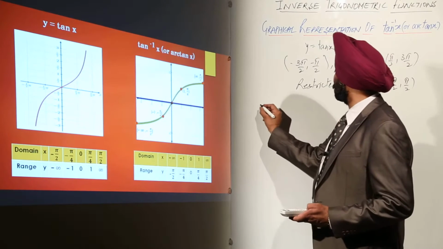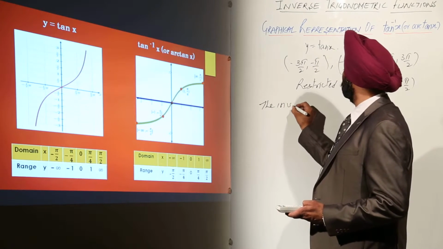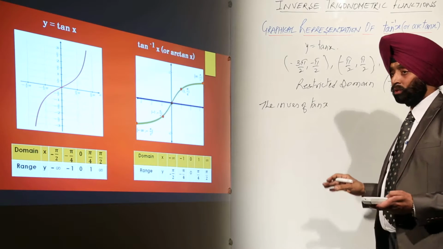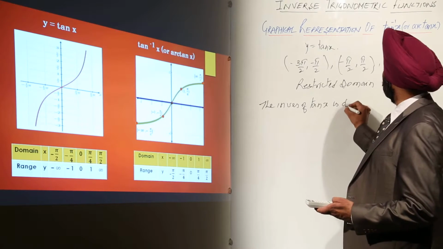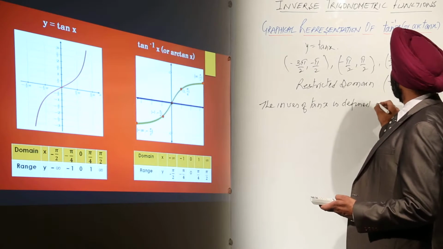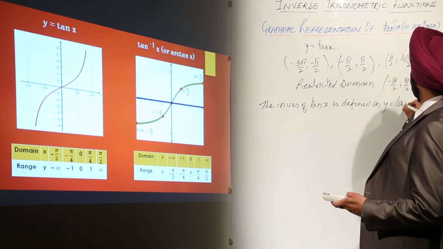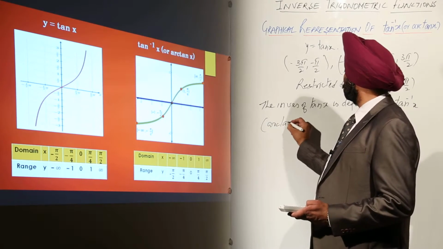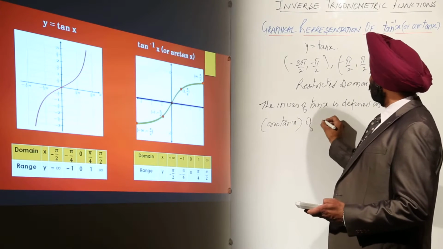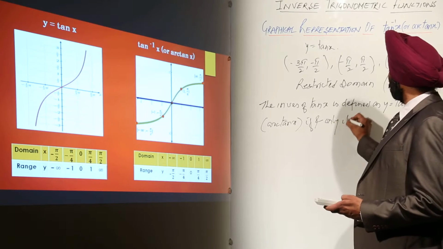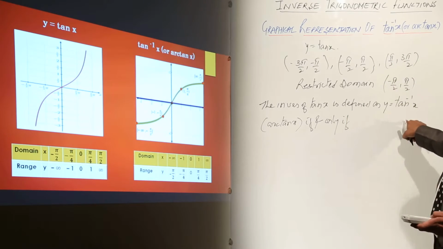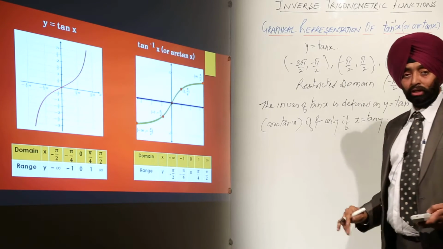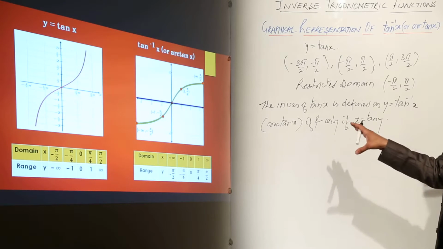Now the inverse part, we can define it. The inverse of tan x, you can write it as tangent x also. The inverse of tan x is defined as y is equal to tan inverse x, or it can be called arc tan x, if and only if x is equal to tan y. Okay. So this was the simple thing for the definition part.